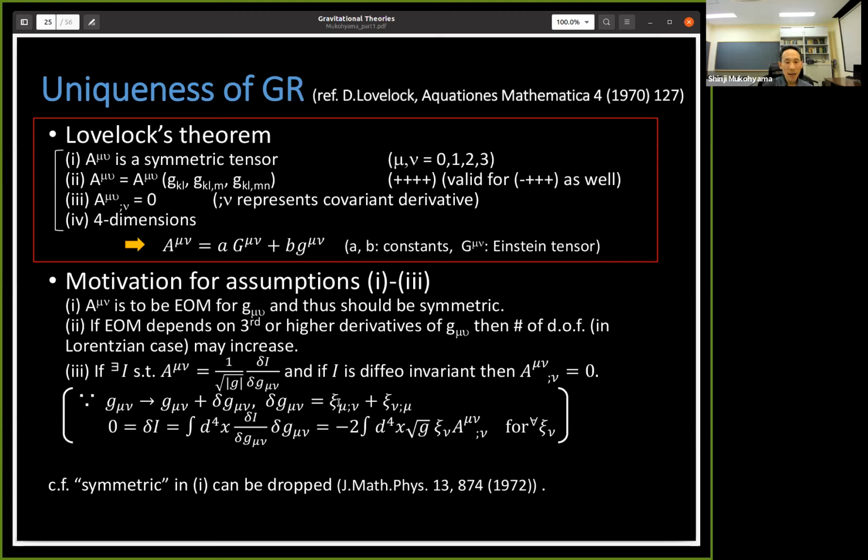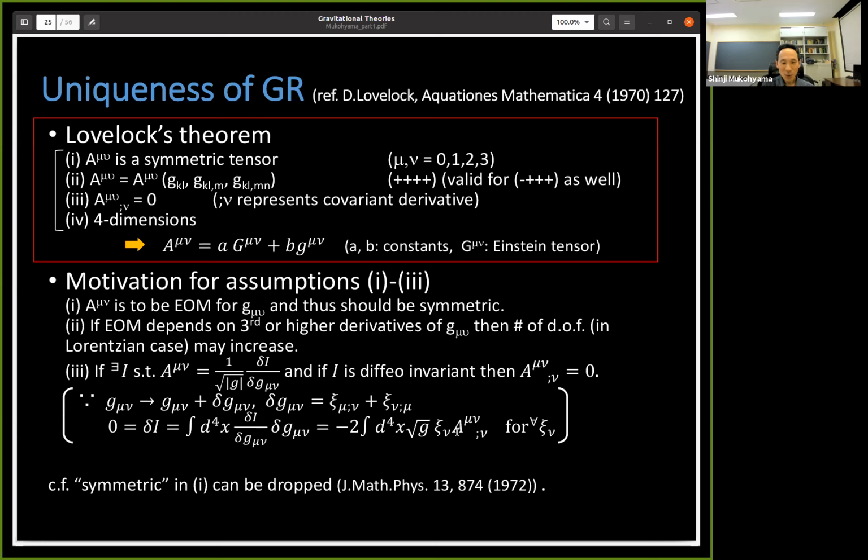Then, plugging this variation into the action, we get the first variation corresponding to this variation. This is supposed to be proportional to A mu nu, so we put A mu nu times the square root of g. Sorry, I forgot the absolute value here. Because Lovelock originally considered Euclidean signature, I changed it, but I forgot to include the absolute value. Anyway, delta g mu nu is given by this. By doing integration by parts, we get this.